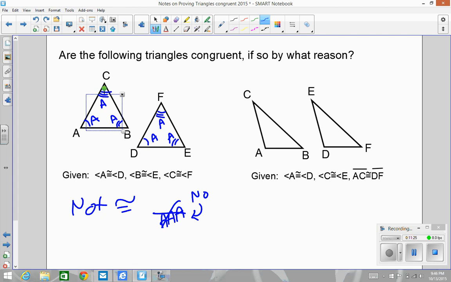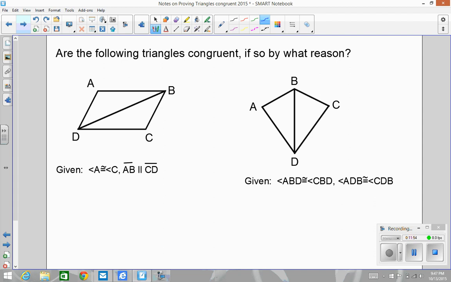And if you try to use that, you will get it wrong. All right, let's look at this next one. A and D, C and E, and finally AC is congruent to DF. So here's AC and here's DF. And so the answer here is not congruent. They don't match up. That's two angles with the included side. This is two angles with a non-included side. So not congruent. Not everything is congruent.